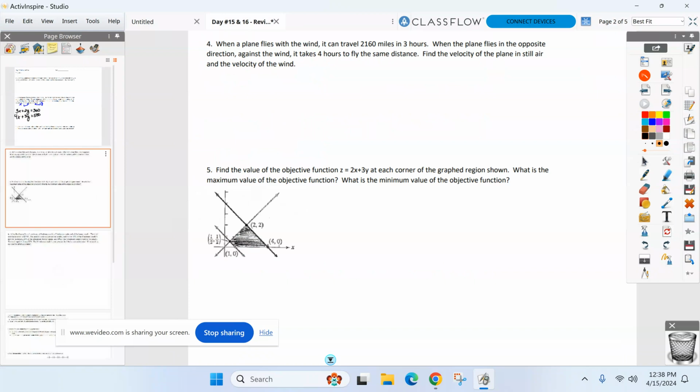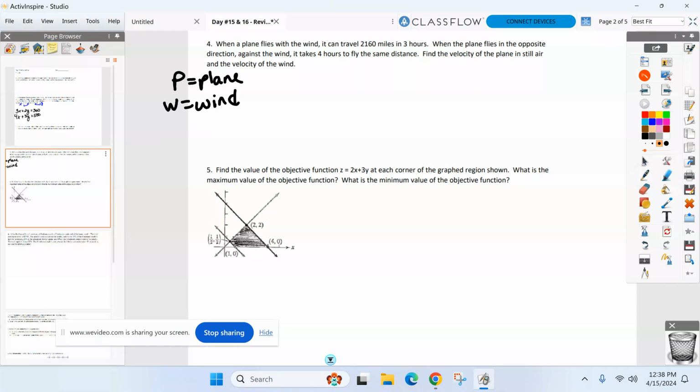I don't like to do X and Y for these. I like to do what it has here. So I'm going to put P for plane speed, W for wind. And you can still plug those variables in your calculator too if you go to the equation solver. It won't make a difference if it's X or Y or 2 others.